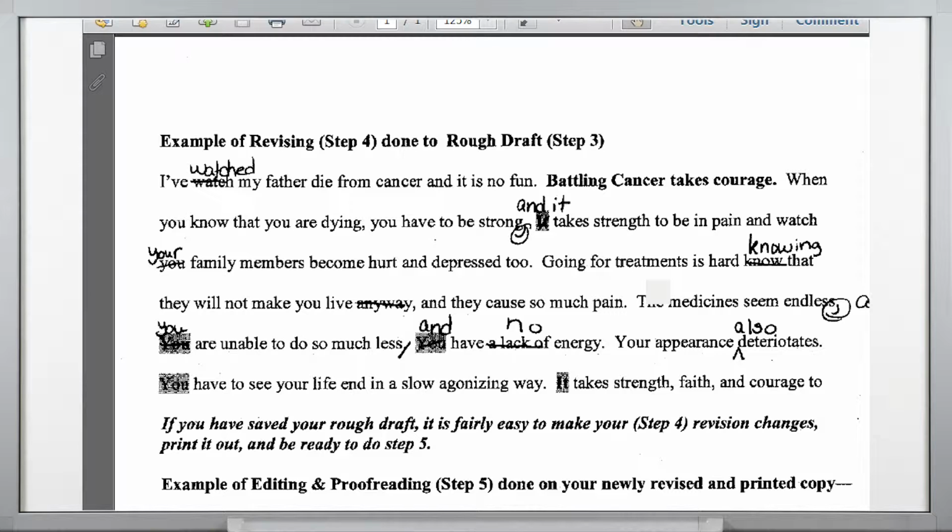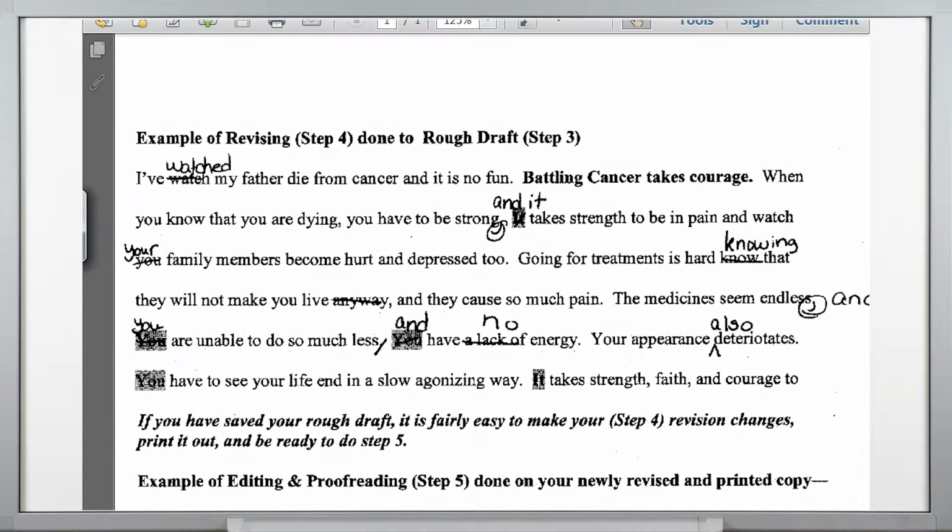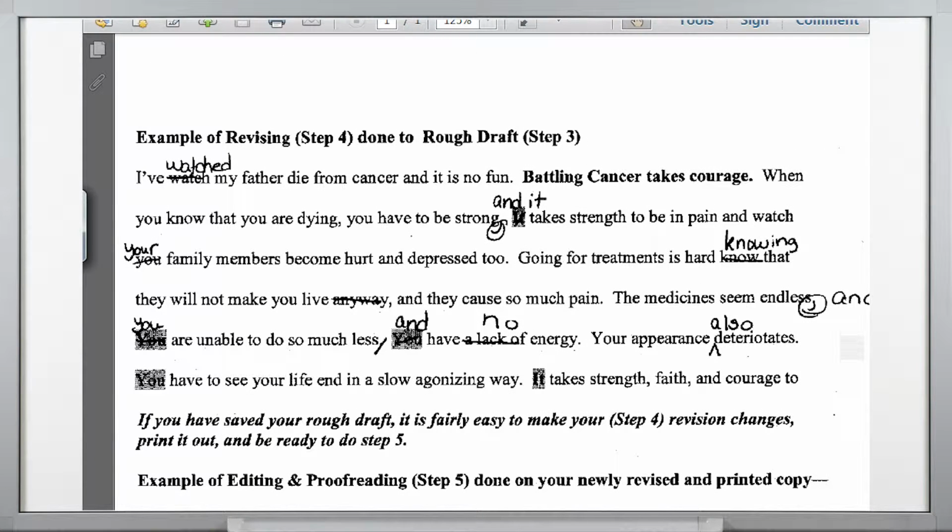We just left this it because we can certainly have one of them. And on this one, oh my goodness, look, the medicines seem endless, and we added the fanboy and, comma, and you were unable to do so much less.